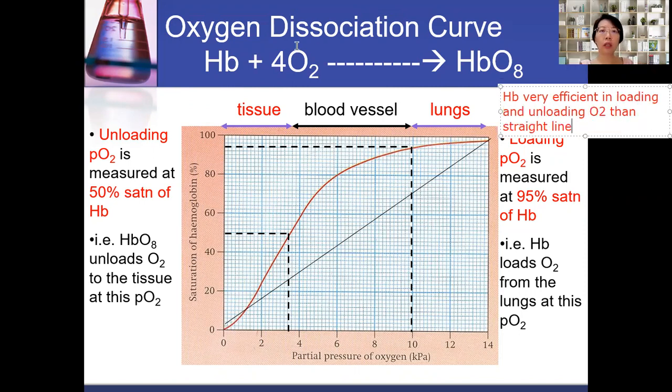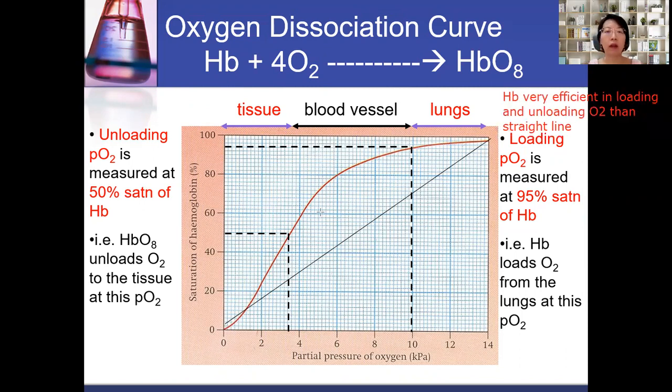So how do you check this? Very easy. Every time you want to compare two curves in this graph, you just have to draw a vertical line downwards. Okay, a vertical line downwards. So from here you check. At 10 kilopascal, if it's the S-shaped curve, my hemoglobin is 95% saturated.